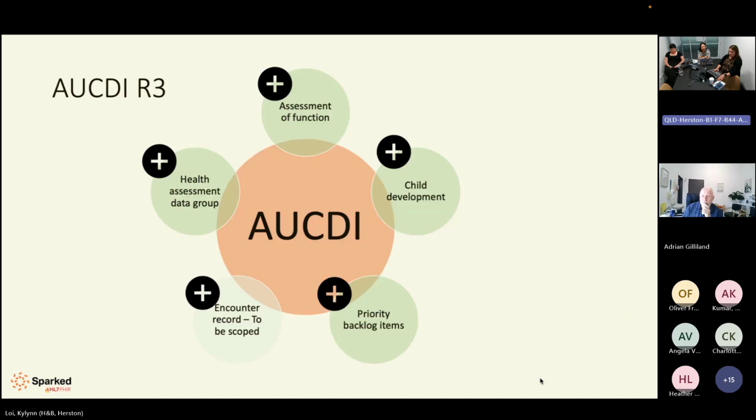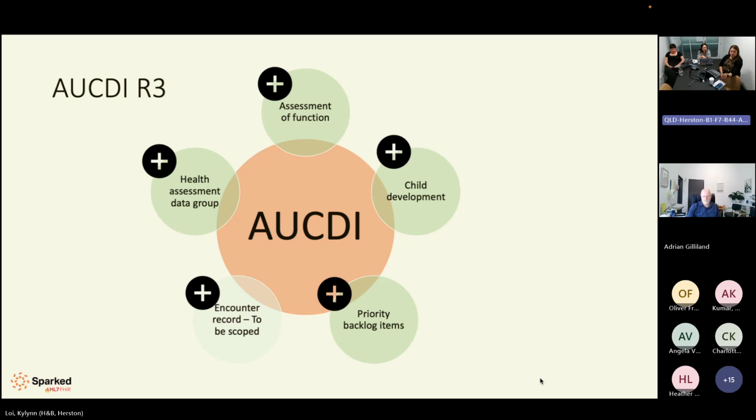So what that would look like for AUCDI R3 is AUCDI R3 will be all of the content from AUCDI. It will be that health assessment data group. It will be a data group around that assessment of function, one for child development, and all of the priority backlog items that were identified by the clinical design group that we are in the middle of working through now.